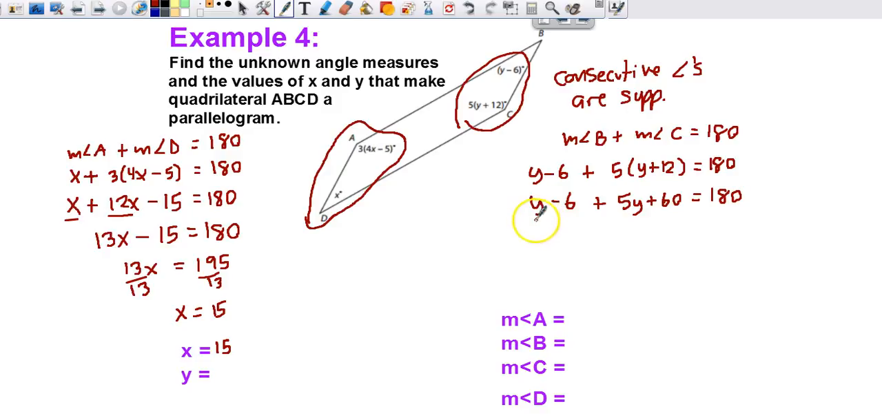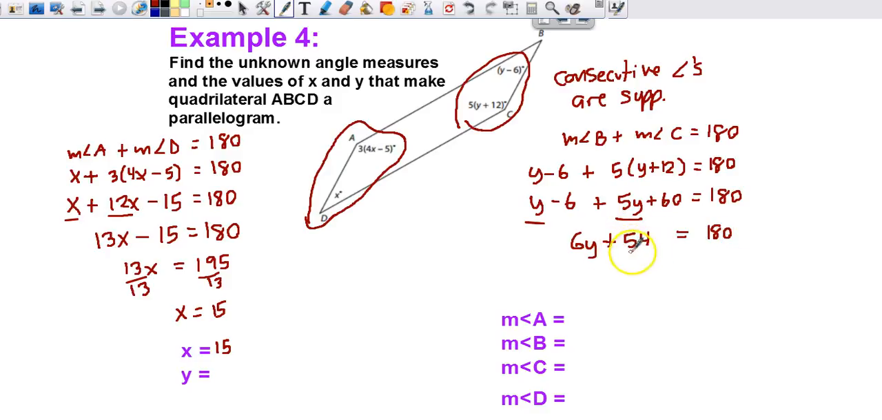Okay, our like terms, we got y and 5y. That's going to give you 6y. And negative 6 and 60, that's the same thing as 60 minus 6. So 6y plus 54 equals 180.